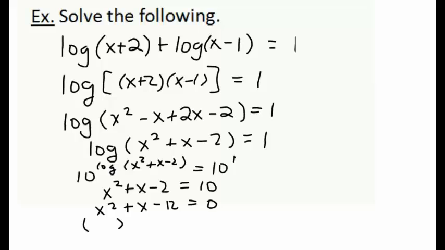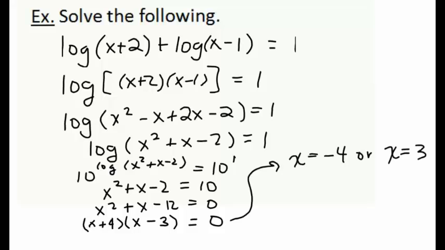And from here we can factor this quadratic expression. So we look for two values that multiply to negative 12 and add to 1. Those are going to be 4 and 3, and we need positive 4 and negative 3. This leads us to two possible solutions. Either x plus 4 is equal to 0, which gives us x is negative 4, or x minus 3 is equal to 0, which gives us x is equal to 3.